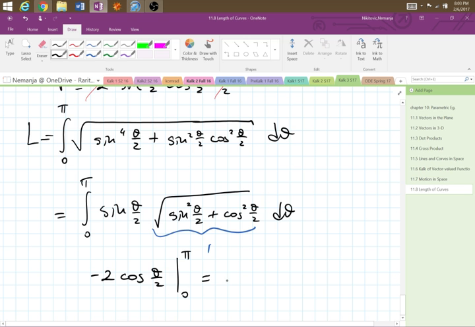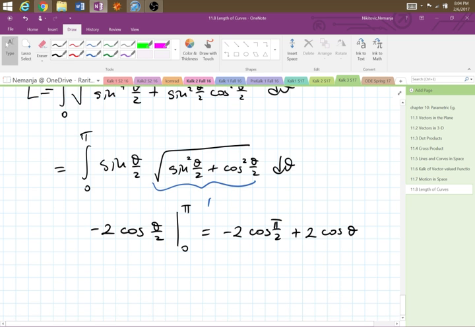So I will plug in negative 2 cosine of pi over 2. Minus and minus gives me plus 2 cosine of 0. So this first one goes to 0. And the second one, wait, this is supposed to be 0, not theta. Second one goes to 1. So the answer is 2. If I had the ta-da button, I would push it.